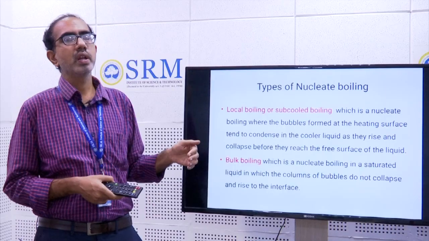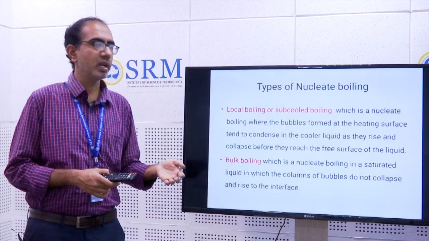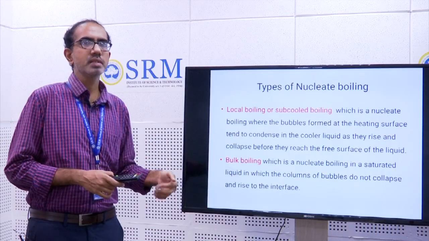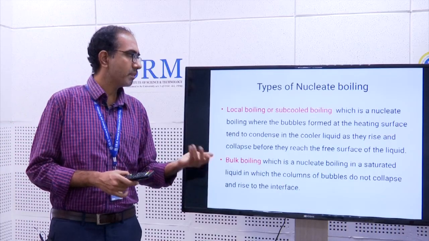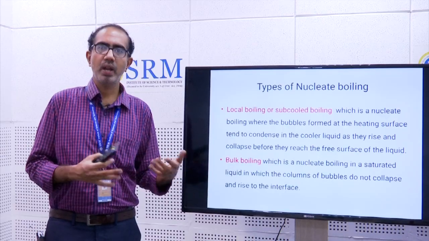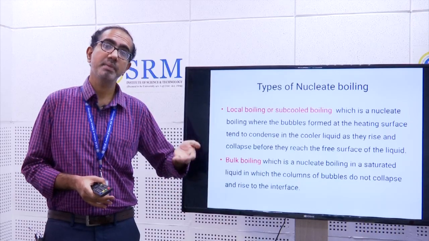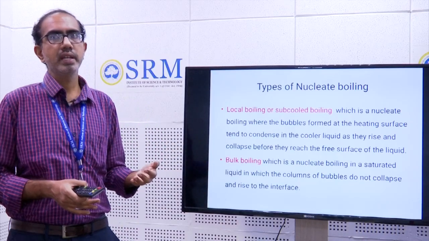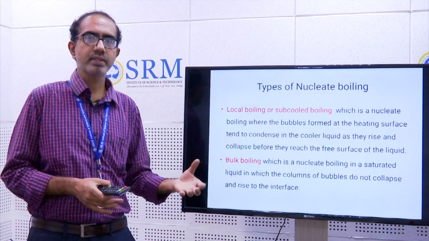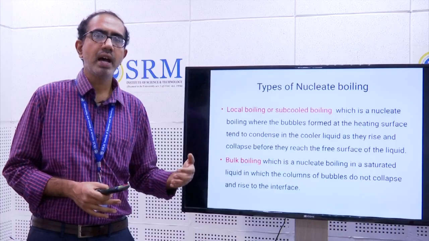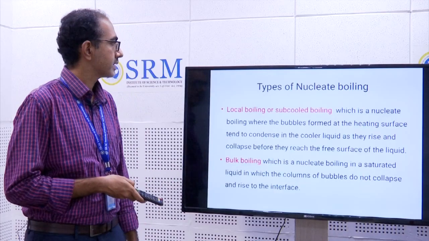In nucleate boiling also, we have two types of boiling. One is local boiling or subcooled boiling. The other one is bulk boiling. Subcooled boiling we already explained. Here the bubbles are formed, but they collapse. They won't rise up and escape from the free surface. Whereas in bulk boiling, the bubbles are formed, they break away, and they reach the free surface because of the buoyancy force and escape from the free surface.